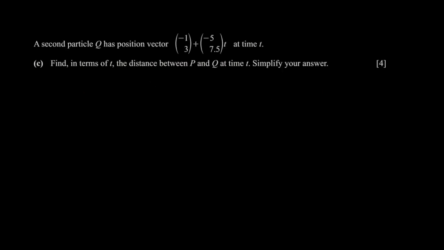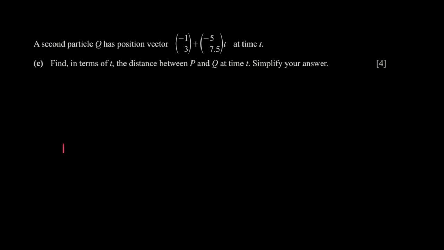Part C. A second particle has position vector, blah, blah, blah, blah, at time t. Well, if we look at this, what would that vector there be? That vector would be our initial position, right? That's our A vector. What would this vector be? This would be our velocity vector, right? So Q starts here and moves with that velocity. Okay, question. Find in terms of t the distance between P and Q at time t and simplify your answer.